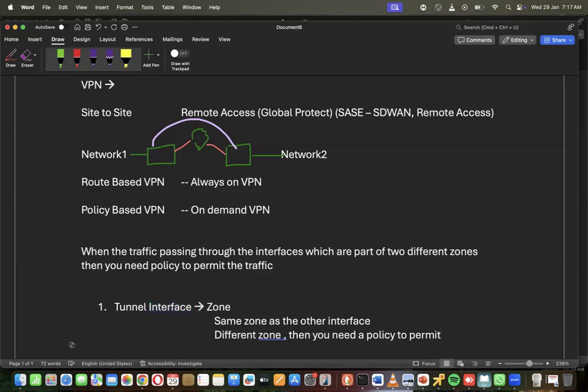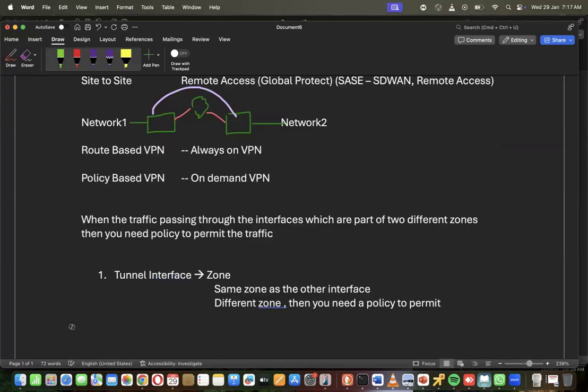Then, the most important thing is you need to have a route pointing to the tunnel interface to direct traffic through the tunnel. As I said, route-based VPN requires a tunnel, requires a route. Based on that, the traffic will be tunneled through. So you need to have a route. Okay, this is point number 2.